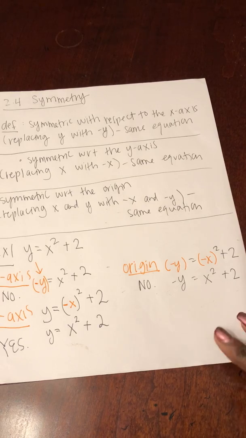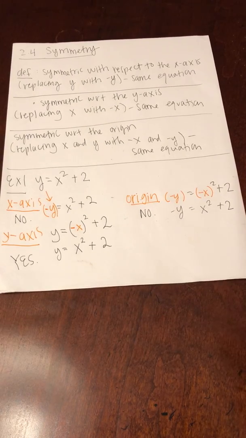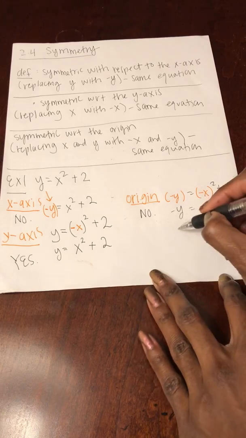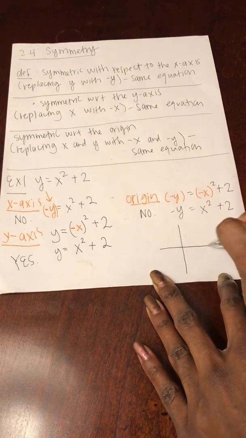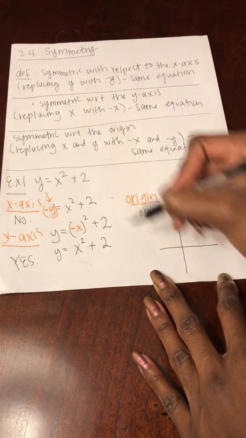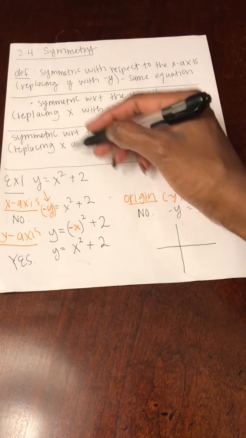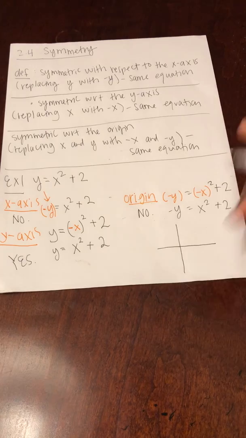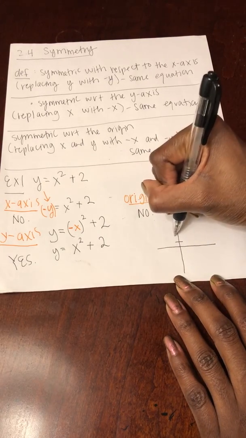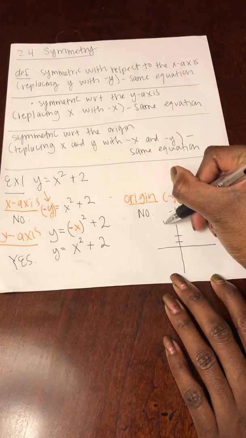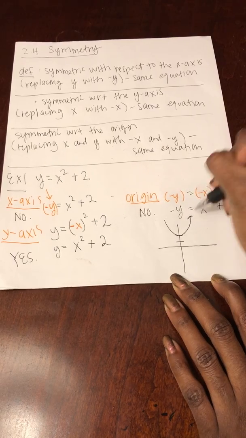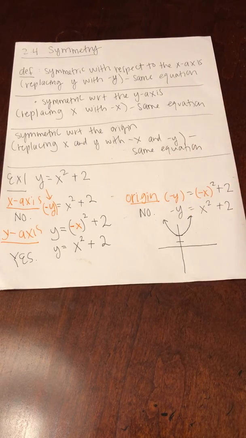All right, there's also another way to look at these. We can look at the graph. So if we're looking at this on a graph, we know that x squared is going to make a U shape, a parabola, right? Pointing up since it's positive. And then this positive 2 on the outside is going to raise it up 2 places. So we're going to have a graph that looks like this, okay?